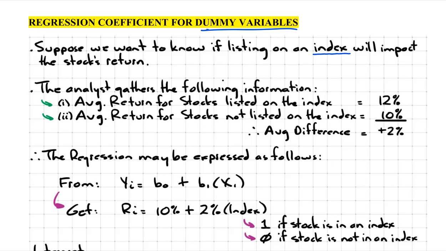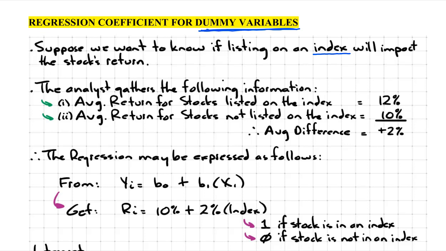It's not like we're regressing against sales, where the dollar value for sales can be any figure. In this case, the stock is either listed or is not listed on the index. Now, this is why we refer to it as a dummy variable. So again, there isn't a numeric value. It's just you either are or you are not in accordance with that underlying dummy variable.